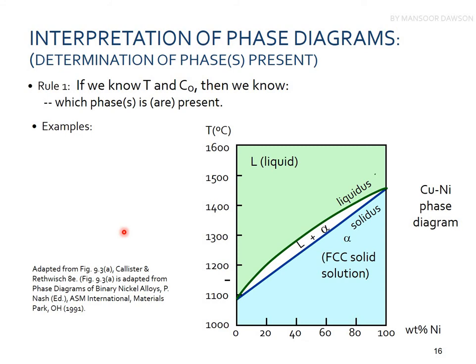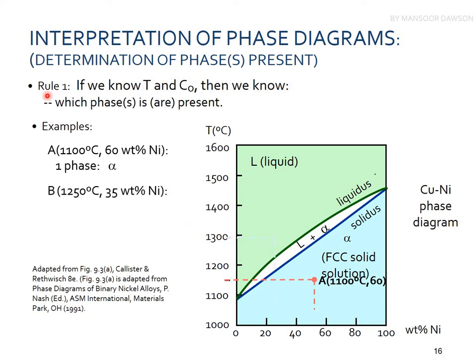For example, we are considering point A, which has a temperature of 1100 degrees centigrade and it's around 60% nickel. We are taking it as an approximate. In this case, the phase present is a solid phase, which is an FCC phase.